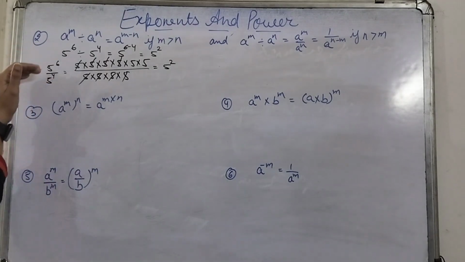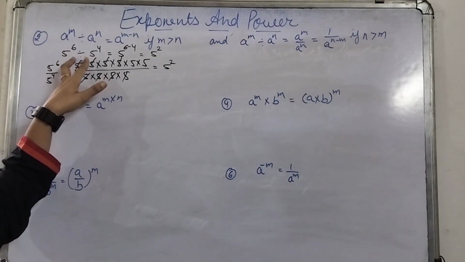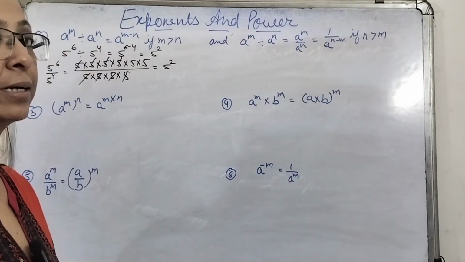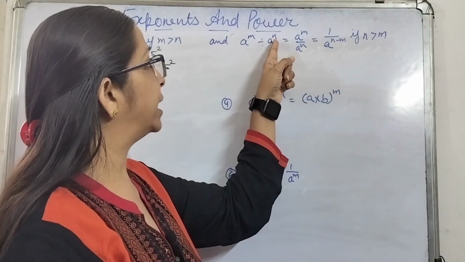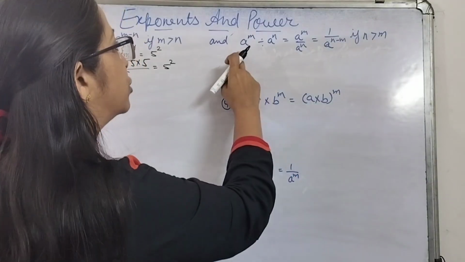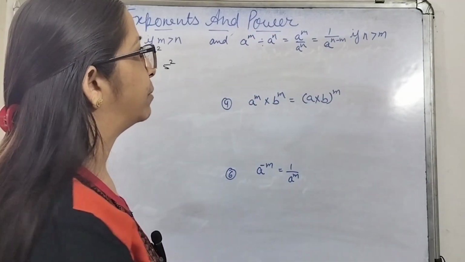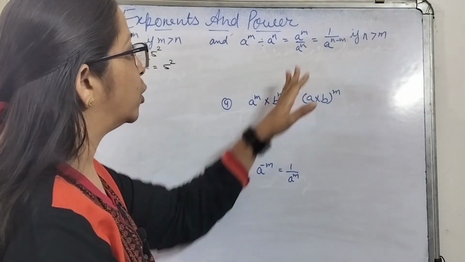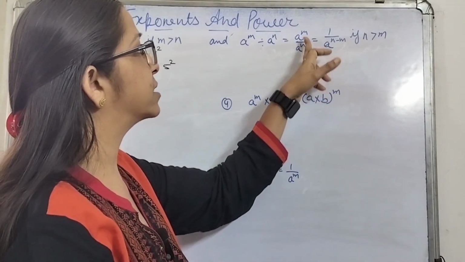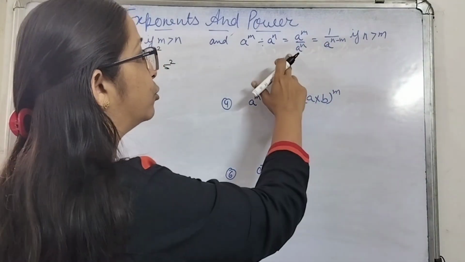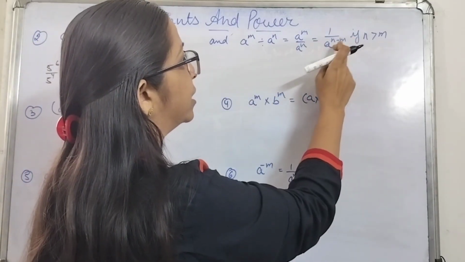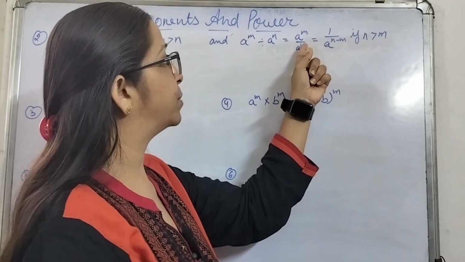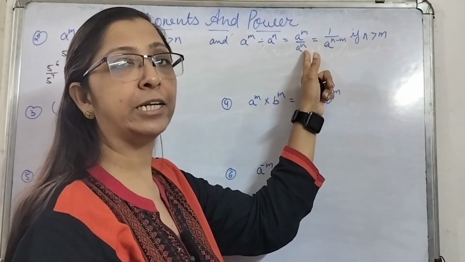So this is how we can prove it even, that if bases are same and there is division sign in between, then powers are going to be subtracted. But now if n is greater than m, a raised to the power m divided by a raised to the power n means a raised to the power m upon a raised to the power n. We are saying over here that the value of n is greater than your m. So it could be written as 1 upon a raised to the power n minus m. In the denominator, we will be subtracting the powers because value of n is greater than your m.